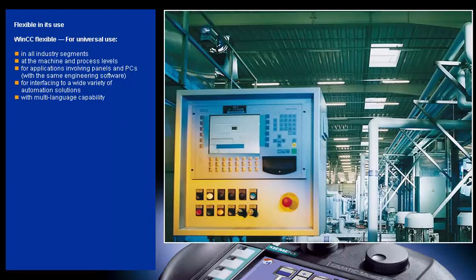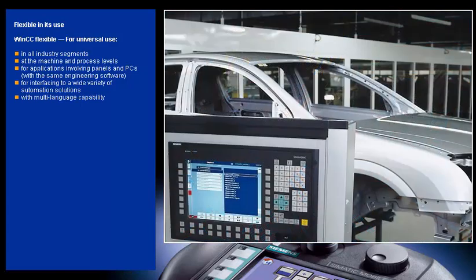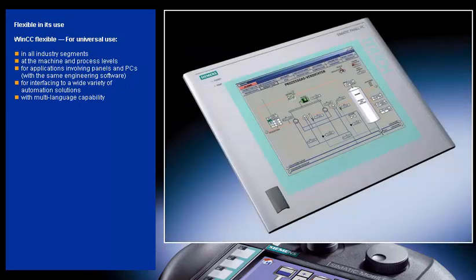WinCC Flexible is ideally suitable for use as HMI software in all machine-level and process-level applications in the plant, machine, and special machine construction industry. WinCC Flexible was designed for all industry segments and offers engineering software for Simatic HMI panels from the smallest micropanel to the PC, as well as runtime visualization software for PC-based single-user solutions under Windows.